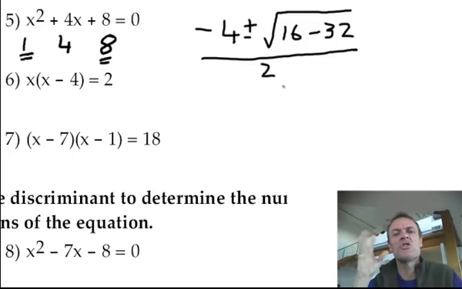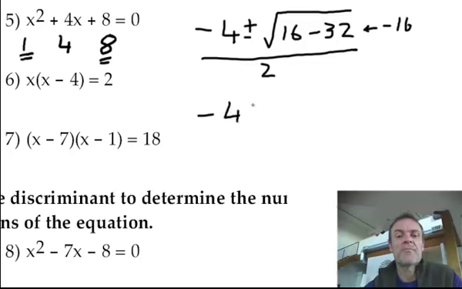Again, just put the numbers in the right place. Now, I can see that inside the square root is negative 16. So we have negative 4 plus or minus. Let's just do this all at once. If that's negative 16 inside the square root, what's the square root of negative 16?